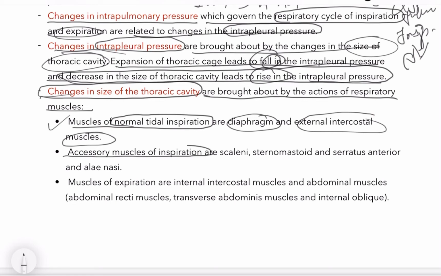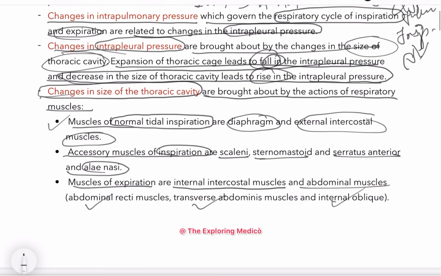Accessory muscles of inspiration are scalene, sternomastoid, serratus anterior and alae nasi. These all are the accessory muscles of inspiration which help in inspiration. Now muscles of expiration are internal intercostal muscles and abdominal muscles. Now which are the abdominal muscles? Rectus abdominis, transversus abdominis and internal oblique muscles. In short, these are all the muscles of respiration, because they play a role in inspiration as well as expiration.